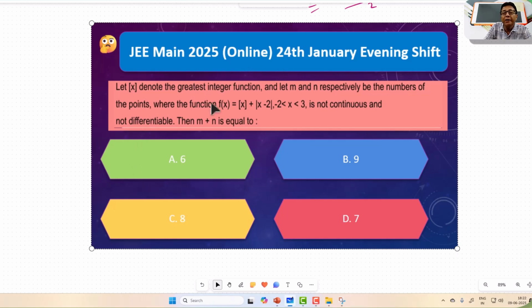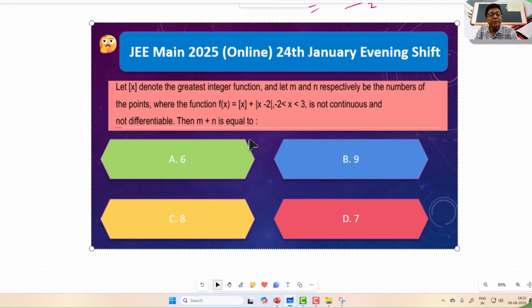JEE Mains 2025, it came: modulo x, GIF (greatest integer function), M and N respectively are the numbers of points where the function mod x plus mod x minus 2 is not continuous and not differentiable. Then m plus n is equal to what? This is not like evaluation of a limit, it is a direct question from the concept of continuity on modulo and modulus function.